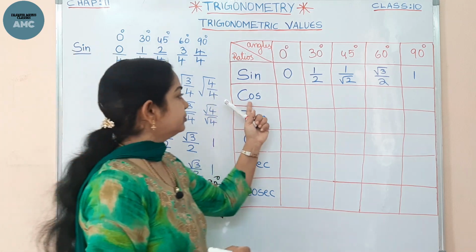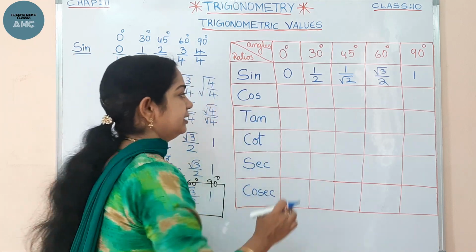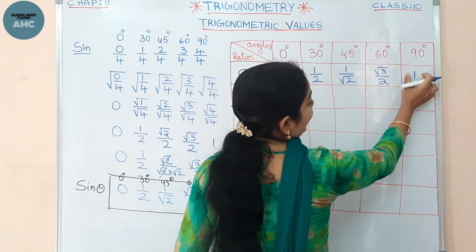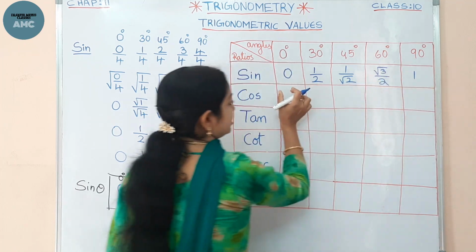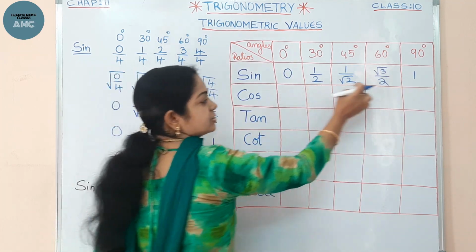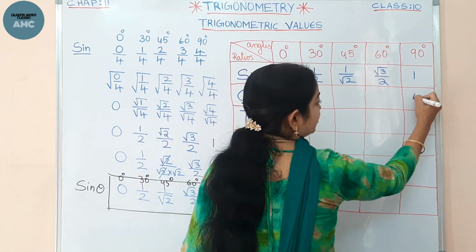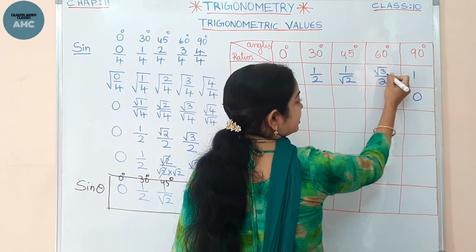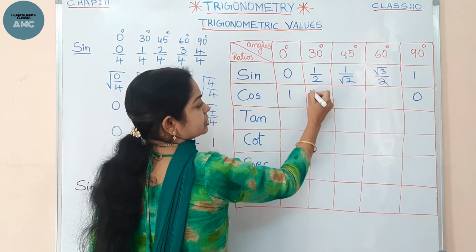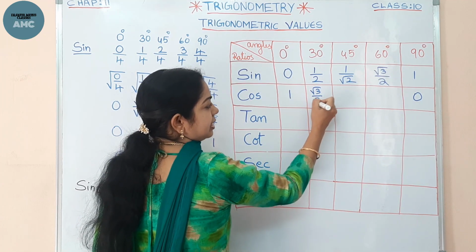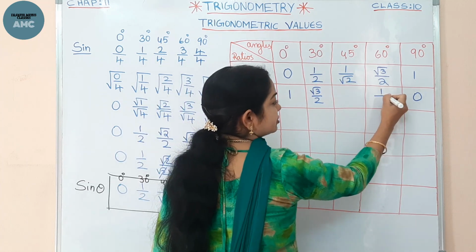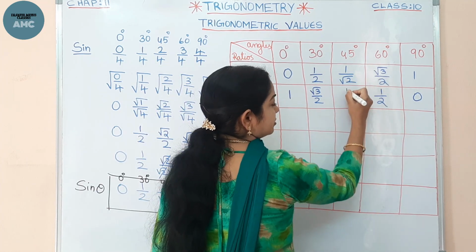Here, how do I write the cos table? Here, you can just crisscross the values. Sine 90 degrees is equal to cos 0 degrees. So what I am doing, I am placing this value here. Whereas sine 60 is cos 30, so root 3 by 2 here, and this value here. Crisscross. I am doing crisscross. That's all.